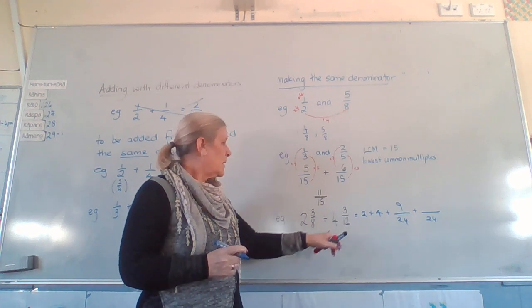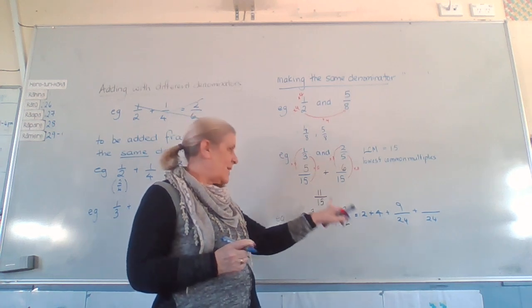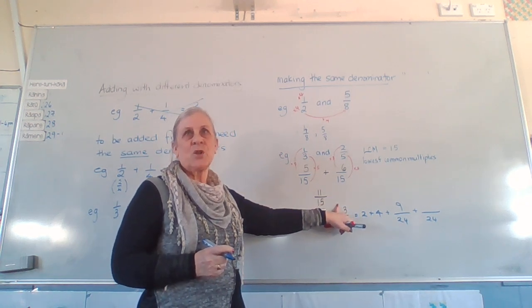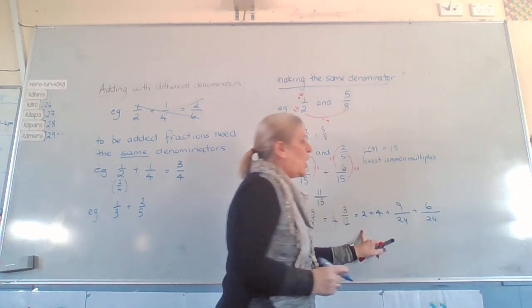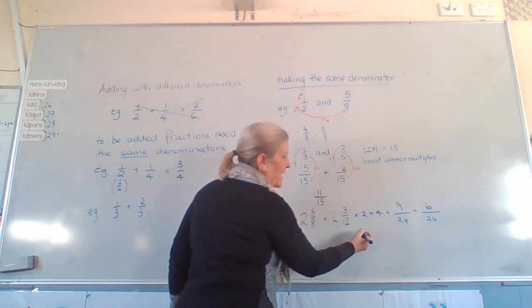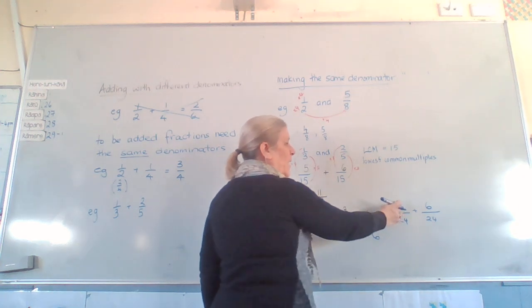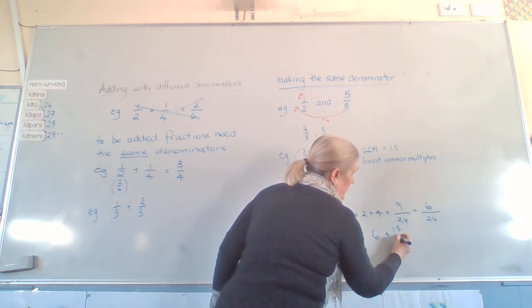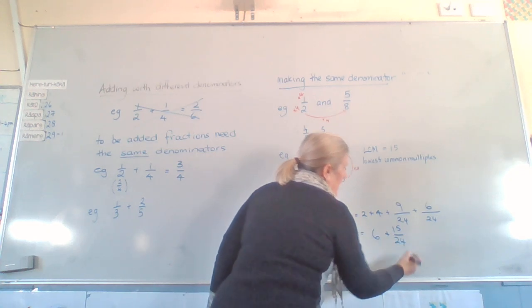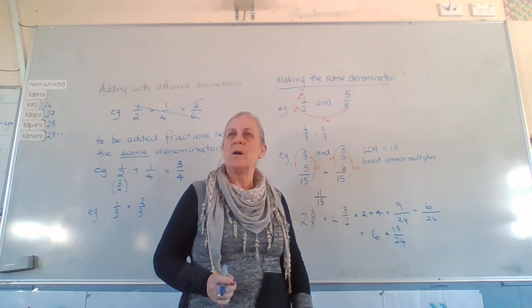Leah, please. And 12, what do we multiply that by to get 24? 2, yes. So 3 times 2 is 6. Right, so now we get to do the easy part. 2 plus 4 is 6. 9 plus 6 is 15. All right. Is there a number that goes into 15 and 24?